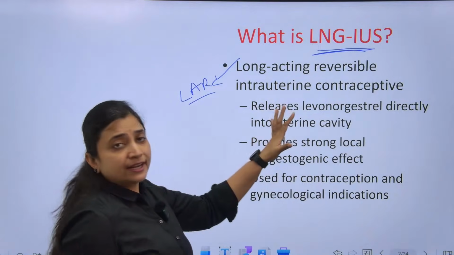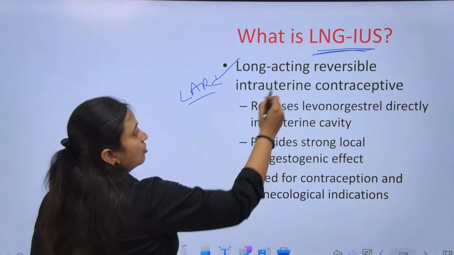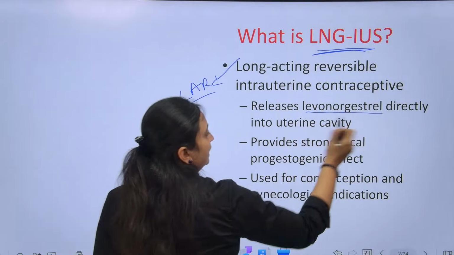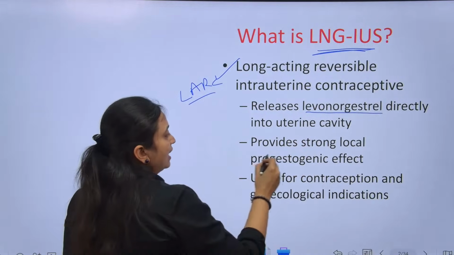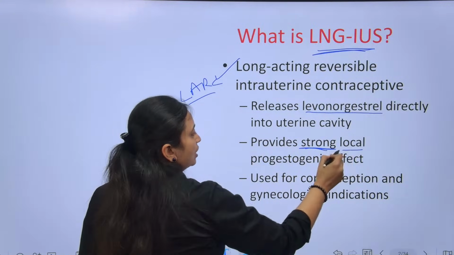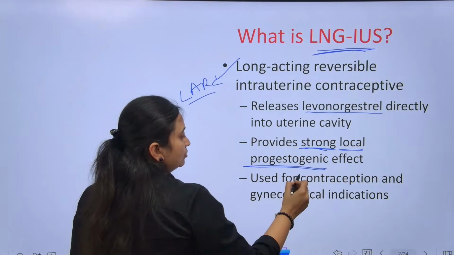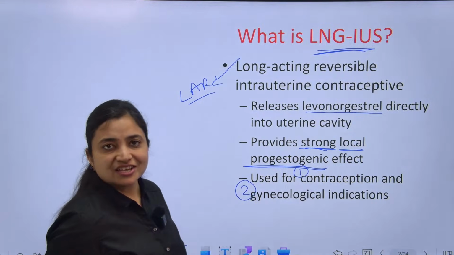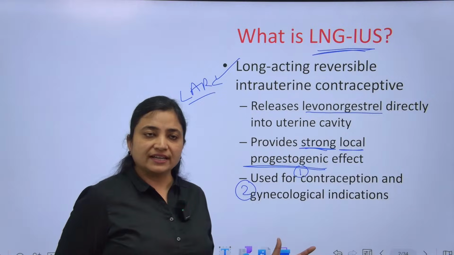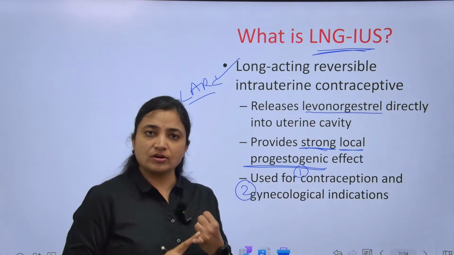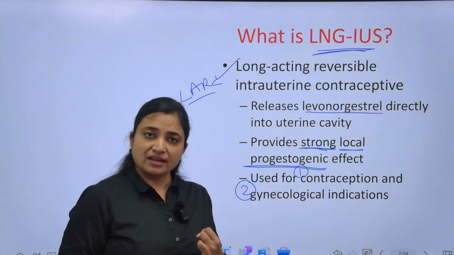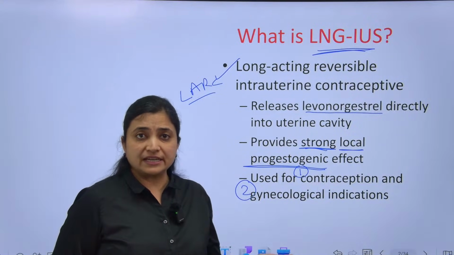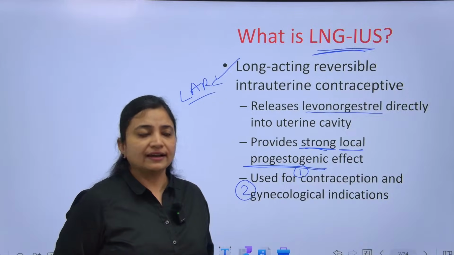So earlier, mainly it was a reversible contraceptive. A long-acting reversible contraceptive, it releases levonorgestrel directly into the uterine cavity and provides a strong local progestogenic effect used for contraception and gynecological conditions. That's why I am taking it as a separate lecture, because it has both uses. It is a contraceptive as well as a device where we can control bleeding in gynecological conditions, basically AUB, which has no defined characteristics.